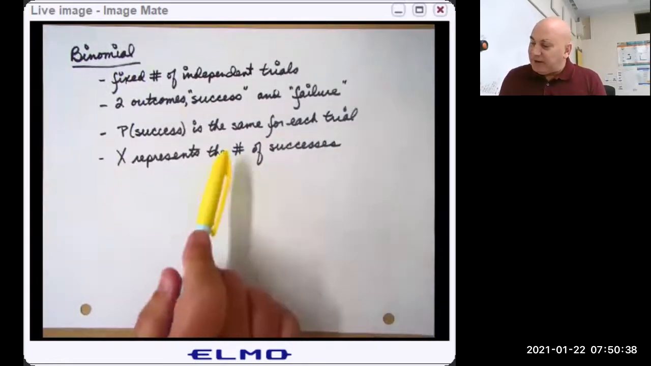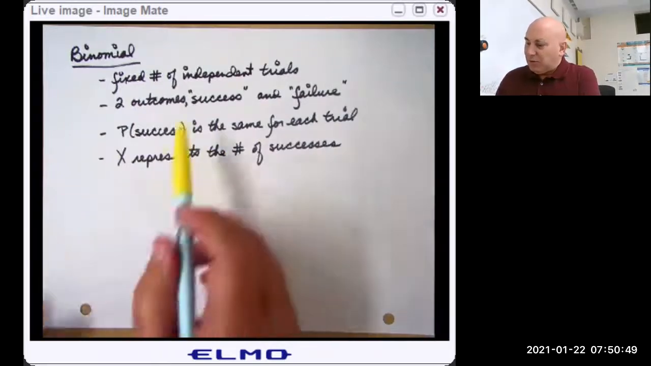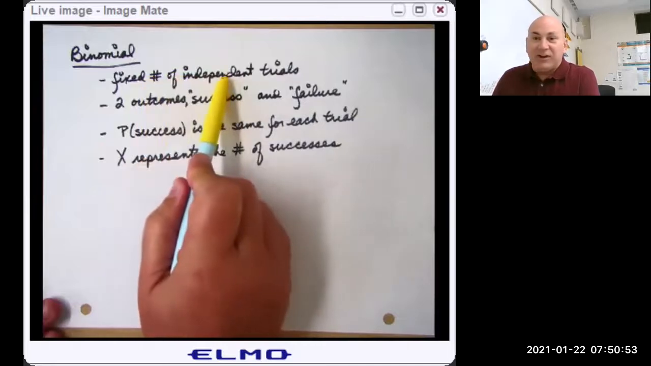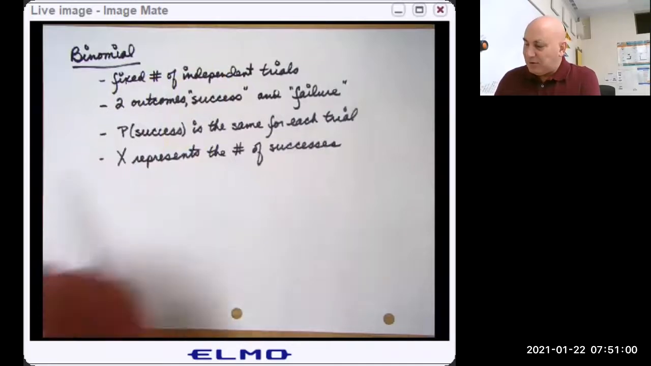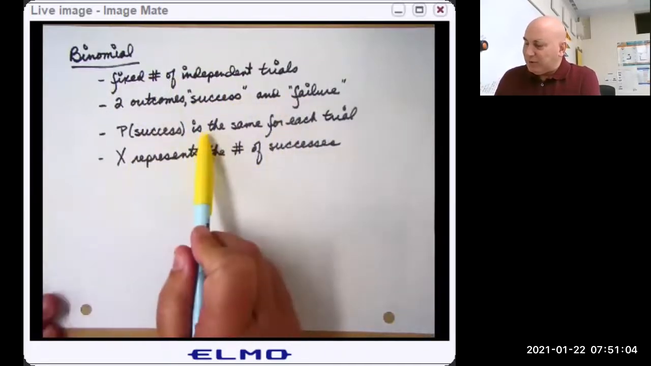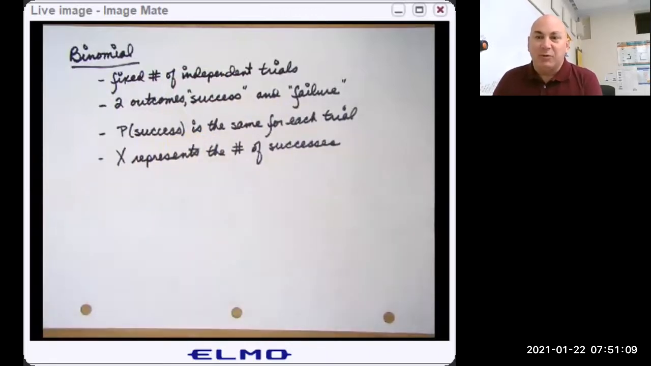Again, an example of this might be flipping a coin 10 times and wanting to know the probability of getting exactly 7 heads. Well, we have a fixed number of trials, 10. They're independent, because getting a head this time shouldn't affect whether you get heads the next time. There are 2 outcomes, heads and tails. And the probability of success, probability of getting heads, is the same each flip, 1/2.